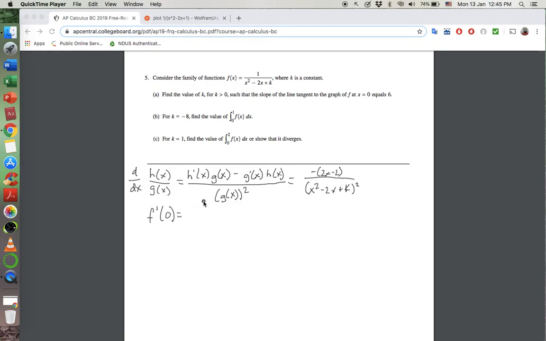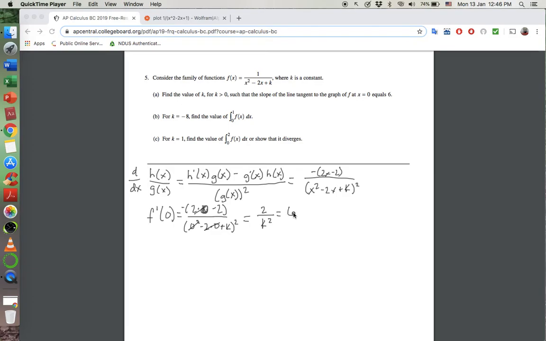So f prime of 0, just plug in 0 for the x values there. We've got negative 2 times 0 minus 2, and that's all over 0 squared minus 2 times 0 plus k, quantity squared. Get rid of our 0 terms here. So we've got negative 2, which is equal to 2, and that's all over. We've got no terms left but k. We'll square that. So k squared, 2 over k squared, we saw that in part A that equals 6.